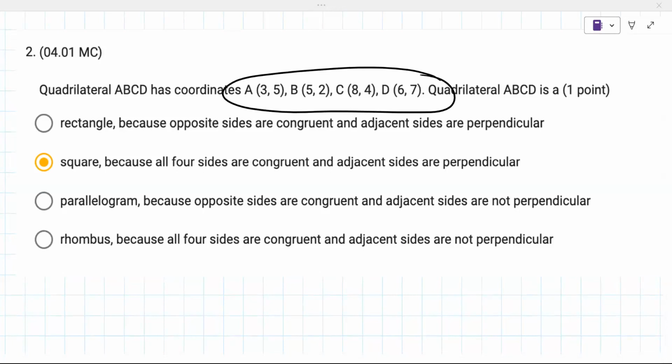Do you feel like your answer is correct, or did you just grab that one? I felt like it was correct because looking at the entire answer, the square, because all four sides are congruent and adjacent sides are perpendicular. The other one I was considering was rhombus. It's kind of like a rhombus, but then it says because all four sides are congruent, all adjacent sides are not perpendicular.